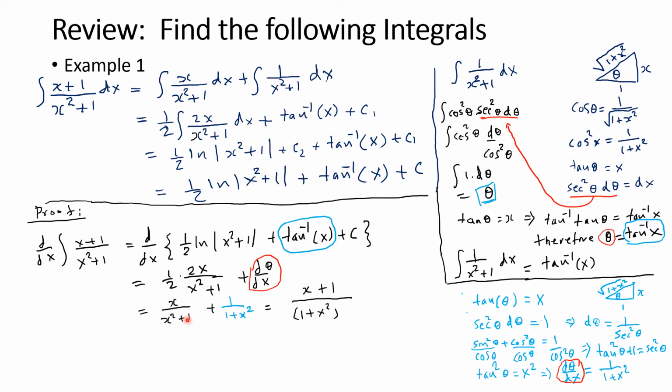And then we have over here plus d theta by dx, because tan inverse of x is equal to theta. So if we do d theta by dx, we can figure out what the next value is. But then we have tan theta equal to x.